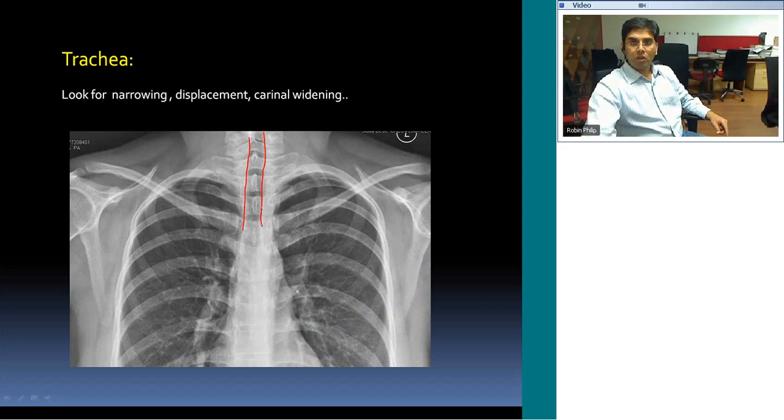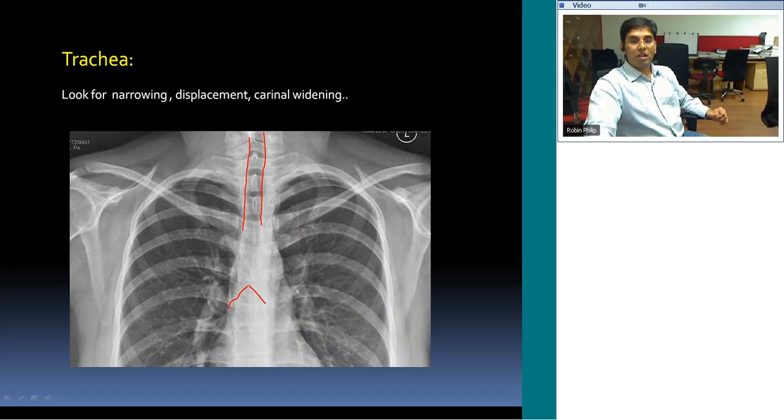Look for any narrowing or displacement. You can see this is the carina here. Look for any widening of the carina. Make observations of that. Normally the radiograph is done in good inspiration. If the patient cannot hold their breath or is not able to follow instructions, in an expiratory view there may be some bulging or kink of the trachea to the right. That is normal, whereas in a good inspiratory view, if you see a deviation to one side, it is abnormal.